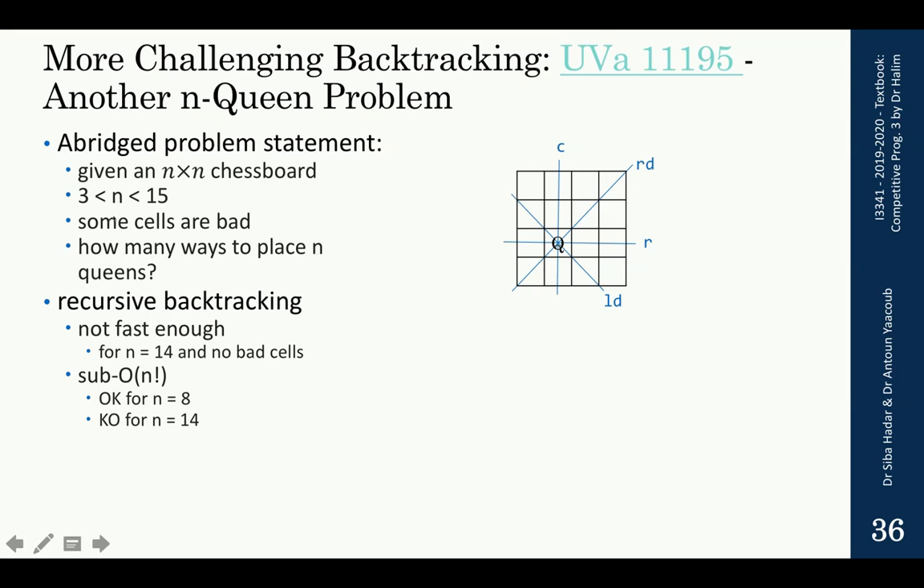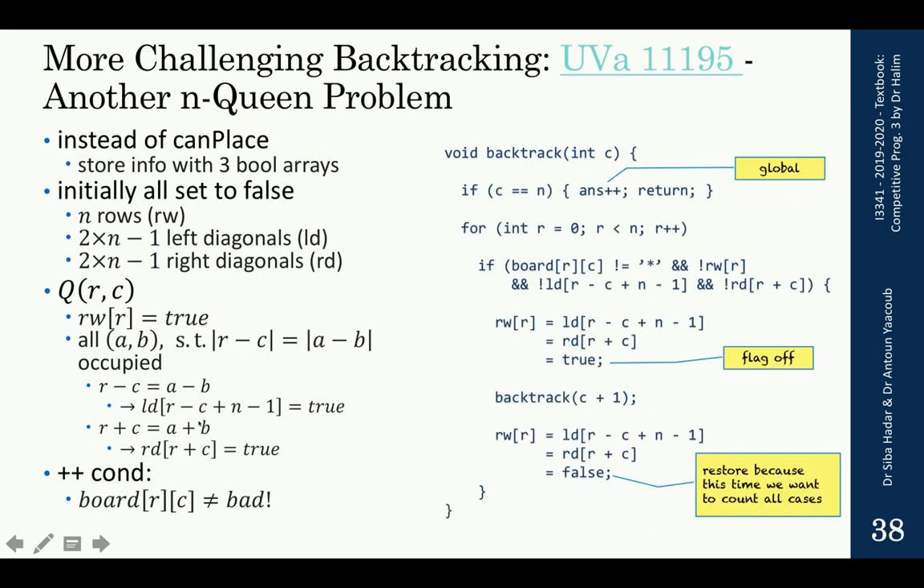We give you only the size of the board, the width of the board, and you tell me how many ways I can place the queens. Also, the recursive backtracking here is not fast enough, because for n equal 14, the order of factorial n will be a very high number. So it is not possible. What was possible for n equal 8 is not possible anymore for n equal 14. So what are we going to do?